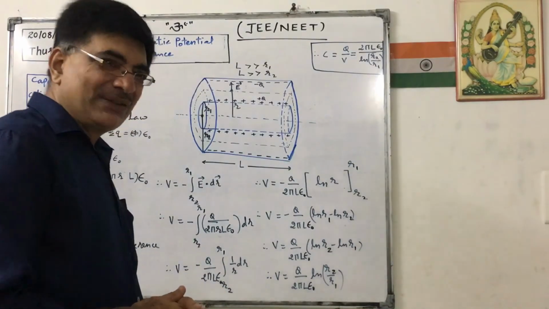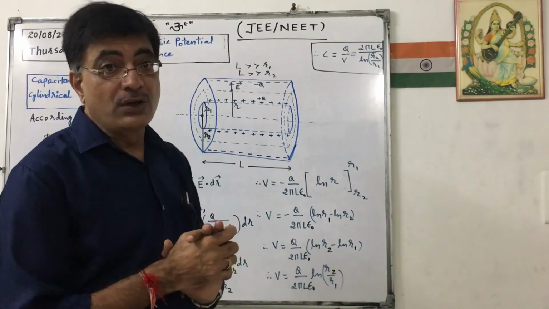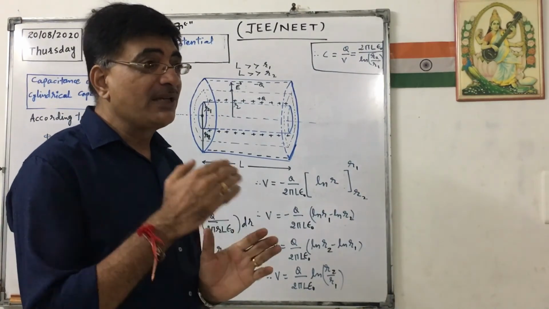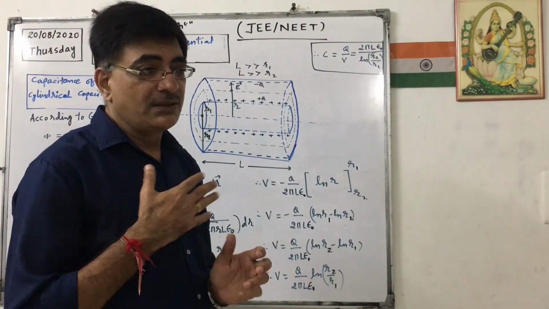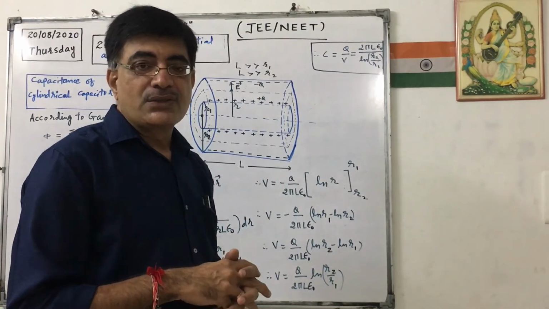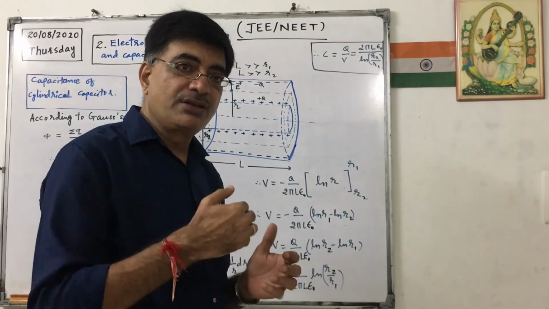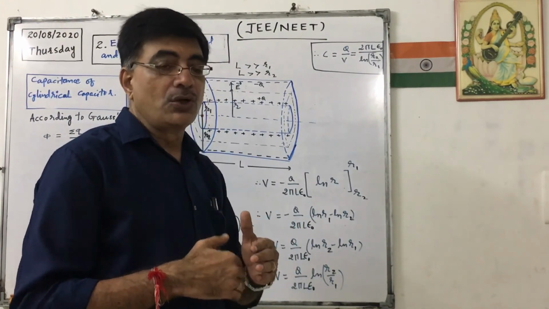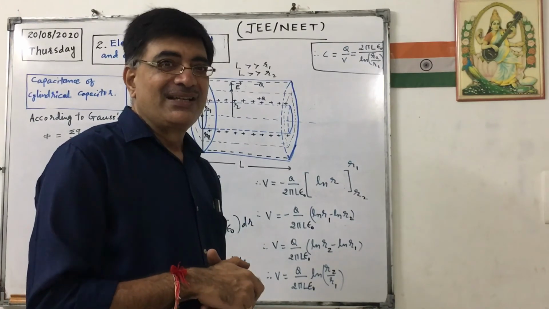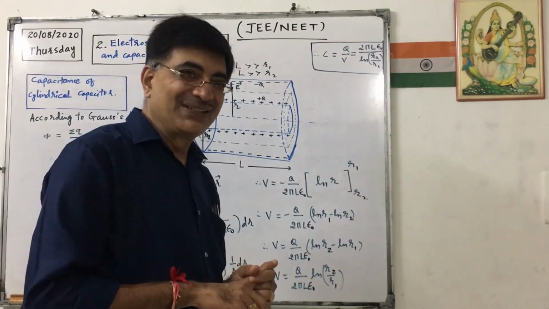So why do I pronounce it as log to the base e? Because the provided log table is on the base of 10, so we have to convert this equation in terms of log to the base 10. So you must remember it, otherwise your answer will be wrong.